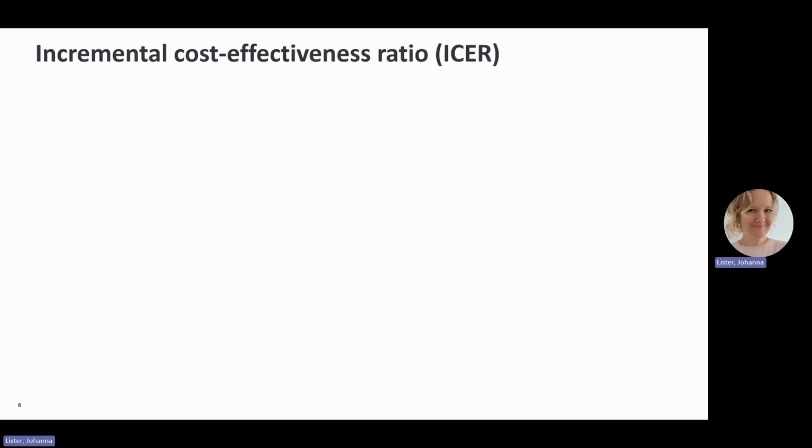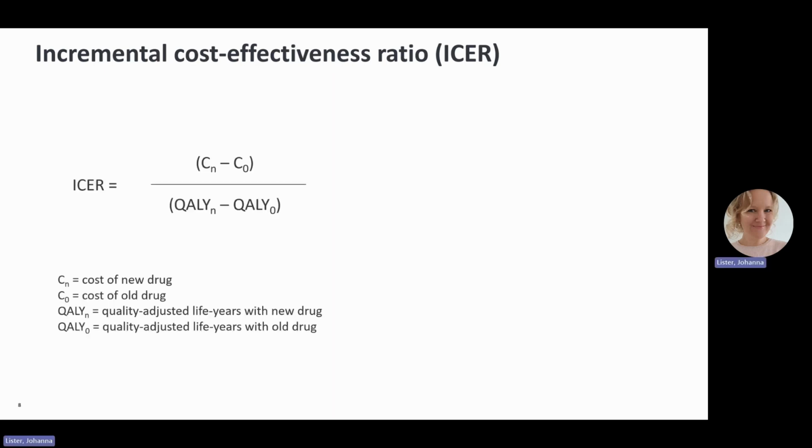Another important and related concept is incremental cost-effectiveness ratio, or ICER. ICER is used by many decision makers around the world as a threshold to decide whether or not to fund a health technology. It is calculated as incremental costs between 2 health technologies divided by the incremental QALYs. This allows us to understand whether the new health technology is more or less effective and more or less costly than existing alternatives.